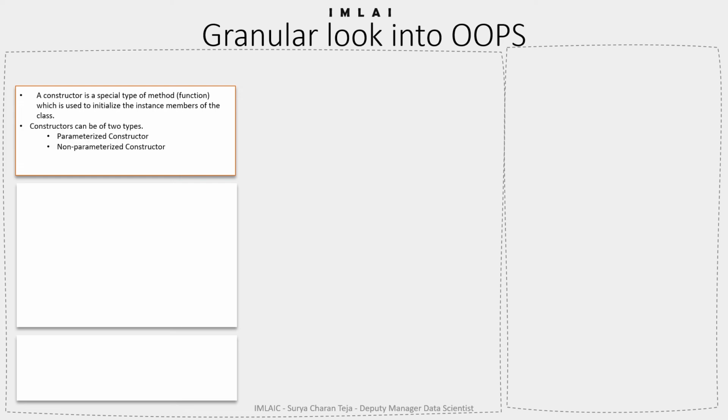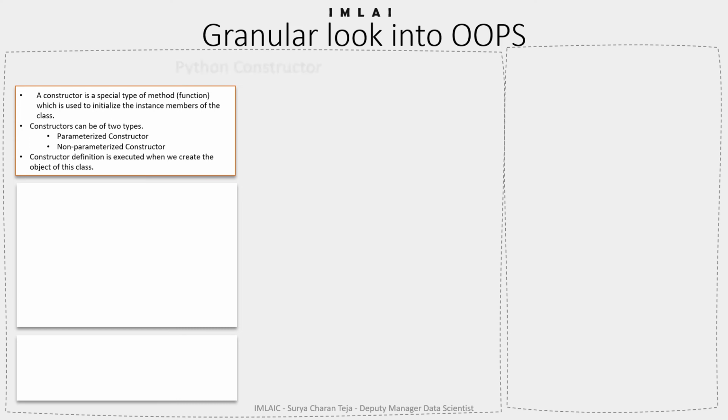Now there are two types of constructors, basically: parameterized constructor and non-parameterized constructor. The most important thing to be noted is that when you call the class, or when we create the object of the class, at that time the constructor definition is executed. I will show you in the code.